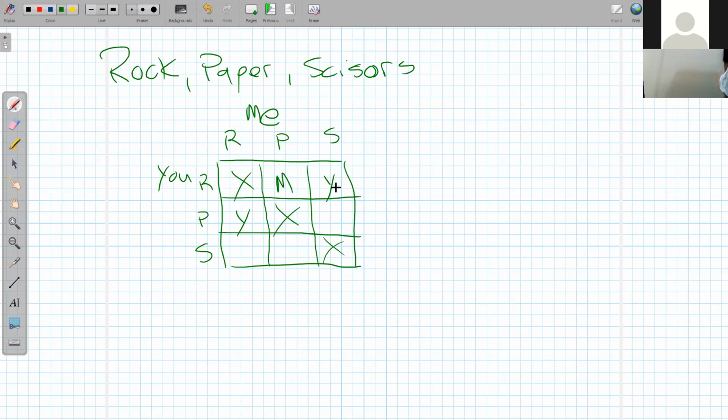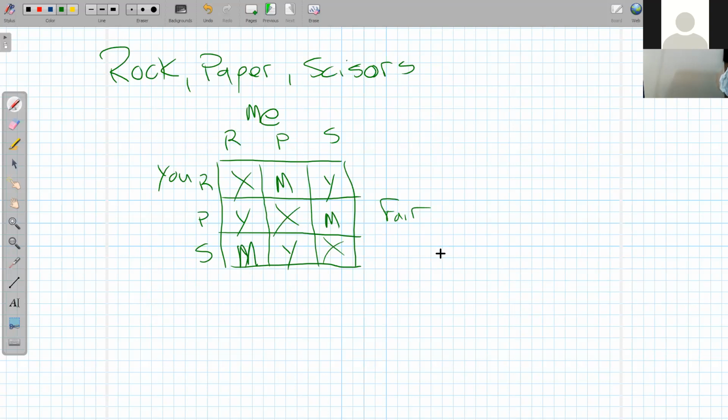Paper versus scissors, scissors, that's me. Scissors versus rock, that would be you. Scissors versus paper, let's see, did I do something wrong here? Scissors versus, oh, rock crushes scissors, that one would be me. And this one would be you. So you can see I have 3 ways to win, you have 3 ways to win, and there's 3 ways to tie. So this game is fair.